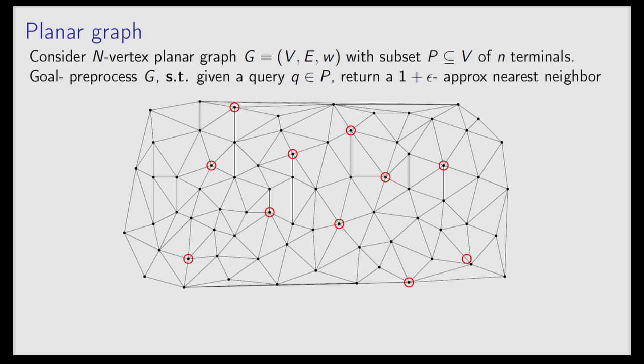Think of it as a case study. This is the only paper that studies nearest neighbor search in planar graphs. This is the framework. You have your huge planar graph with n nodes, and I give you a subset P of terminals, and now you should construct some data structure such that given a query point Q, you return a 1 plus epsilon approximate nearest neighbor. This is the nearest neighbor among this set P. This is the goal.